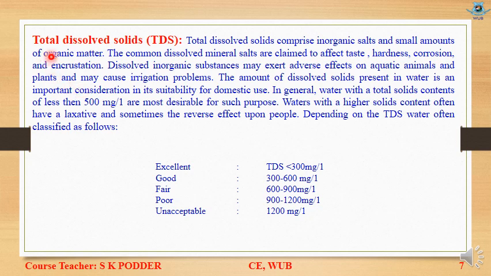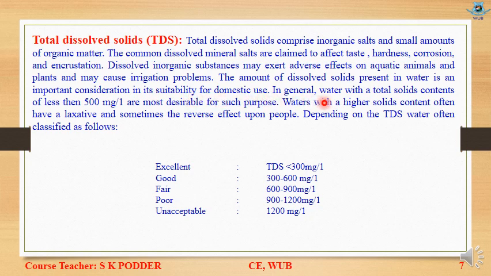Now, total dissolved solids, that means TDS. Total dissolved solids comprise inorganic salts and small amounts of organic matter. The common dissolved mineral salts are claimed to affect taste, hardness, corrosion, and incrustation. Dissolved inorganic substances may exert adverse effects on aquatic animals and plants and may cause irrigation problems. The amount of dissolved solids present in water is an important consideration in its suitability for domestic use.